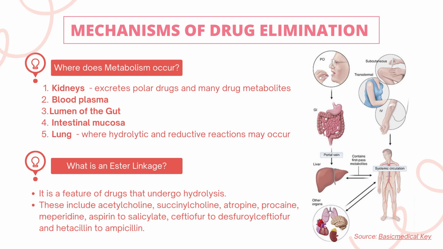Sites of metabolism and ester linkages. Metabolism occurs in several parts of the body, each playing a unique role. The kidneys primarily excrete polar drugs and drug metabolites. The kidneys filter blood and remove waste products, including drugs. The blood plasma: some metabolic reactions occur directly in the bloodstream.